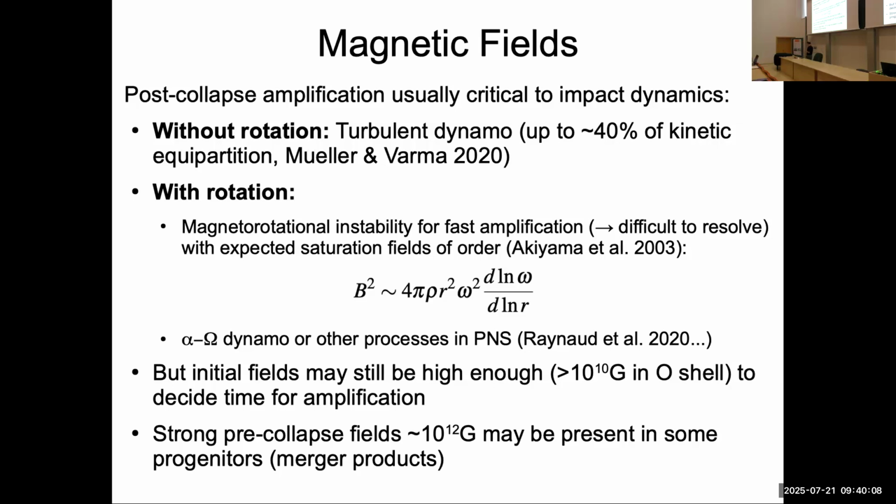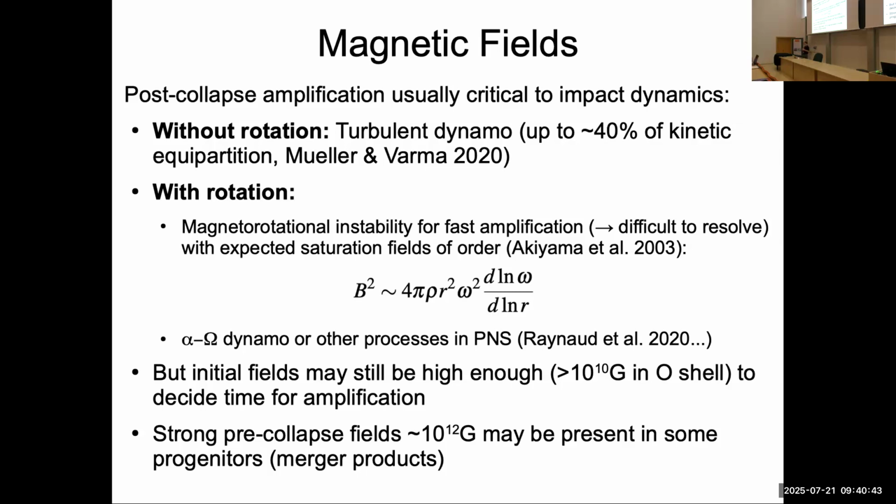Finally, I will say something about magnetic fields. So the magnetic fields in the progenitors are probably of an order that direct amplification by flux compression does not usually make them big enough to matter dynamically. So various instabilities would have to drive amplification to dynamically relevant field strength. This can happen both in the non-rotating context as well as in the rotating context.